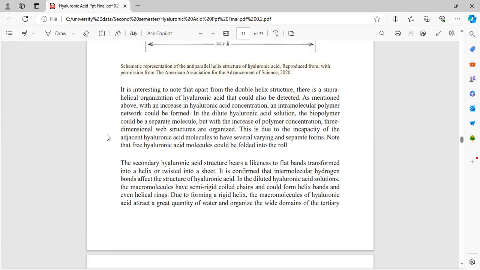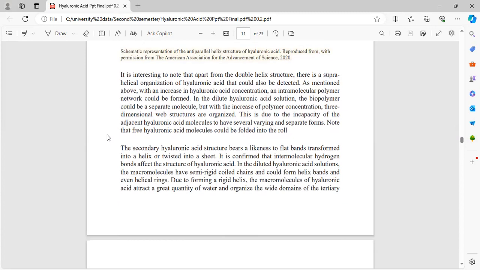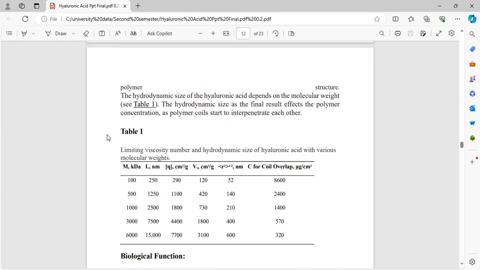Due to forming a rigid helix, the macromolecules of hyaluronic acid attract a great quantity of water and organize the wide domains of the tertiary polymer. The hydrodynamic size of the hyaluronic acids depends on the molecular weight. The hydrodynamic size, as the final result, affects the polymer concentration as polymer coils start to interpenetrate each other.